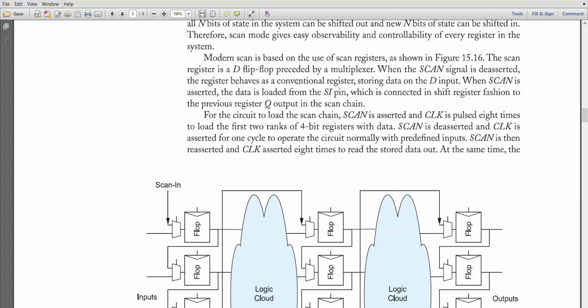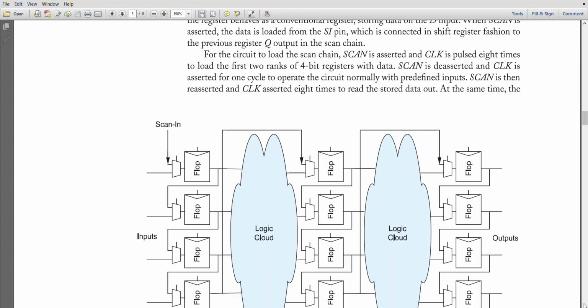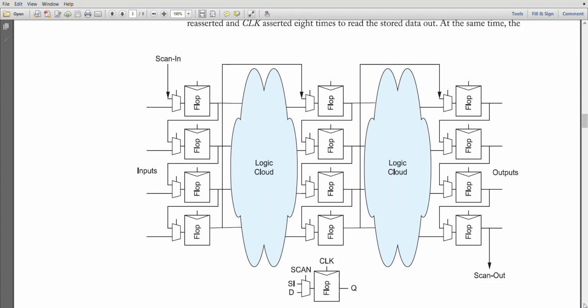Modern scan is based on the use of scan registers as shown in this figure. The scan register is a D flip-flop preceded by a multiplexer. When the scan signal is deasserted, the register behaves as a conventional register, storing data on the D input. When scan is asserted, the data is loaded from the SI pin, which is connected, in shift register fashion, to the previous register's Q output in the scan chain. The logic is simple. We can understand from here.